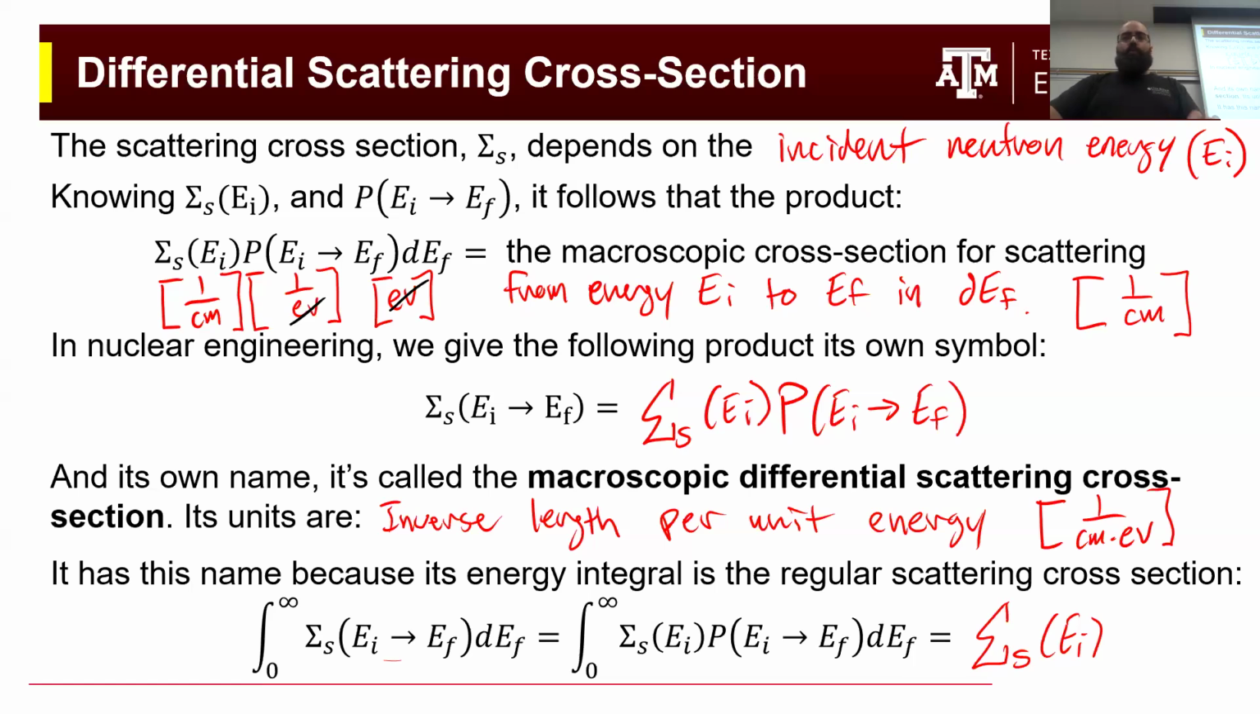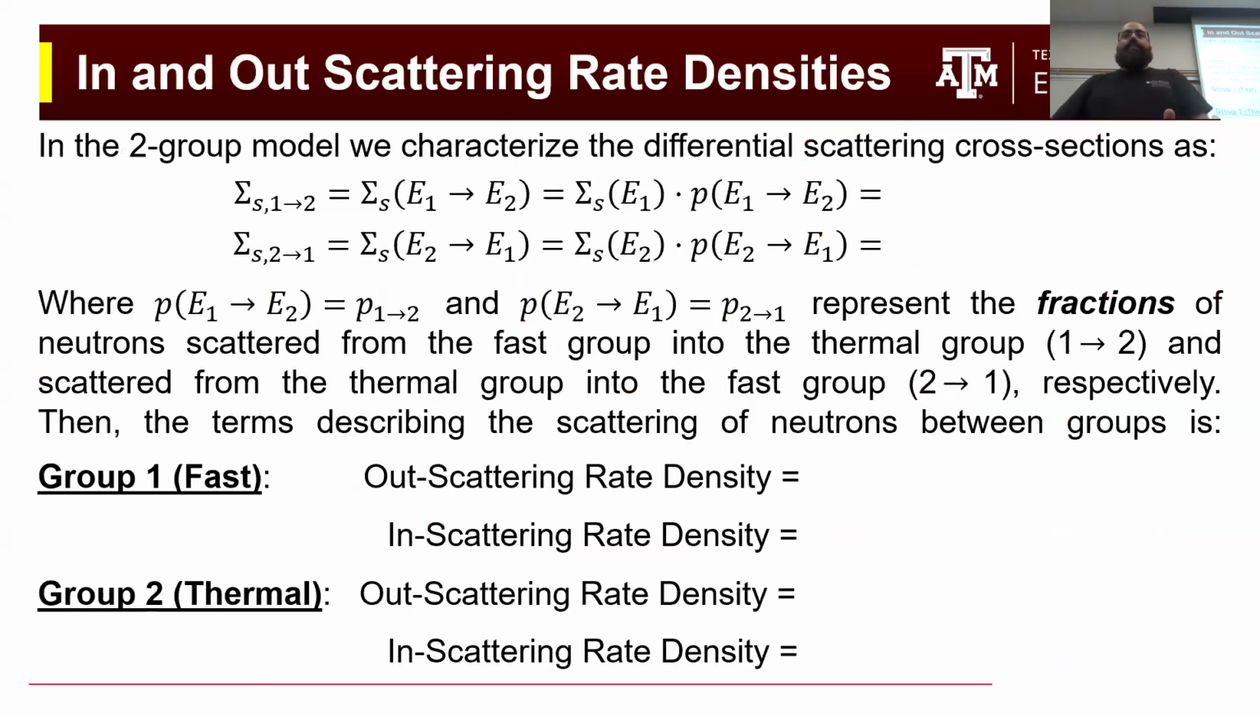With that being said, this is the way that we'll end up writing this for the two group case. We can think about it like we've got the cross section that goes from E1 to E2, because in this case we just have energy 1 corresponding to my fast energy range and E2 corresponding to my thermal energy range. I could say that's going to be my scattering cross section at that first energy times the probability density for me to go from that first energy into the next energy. It's just different notation for basically saying the same thing.